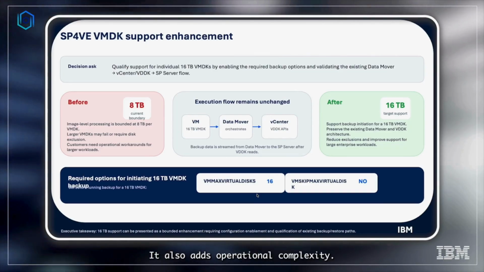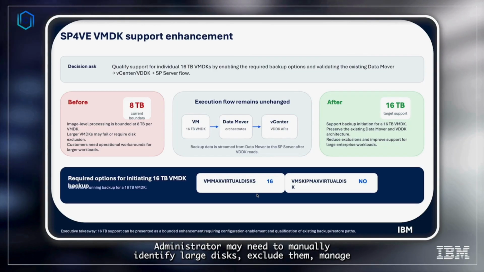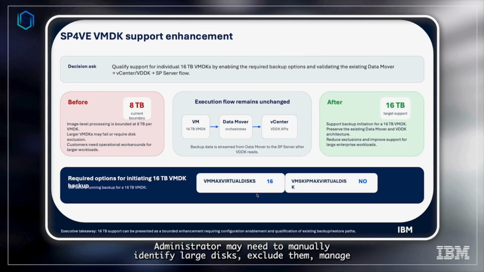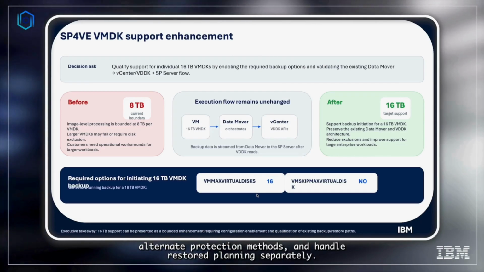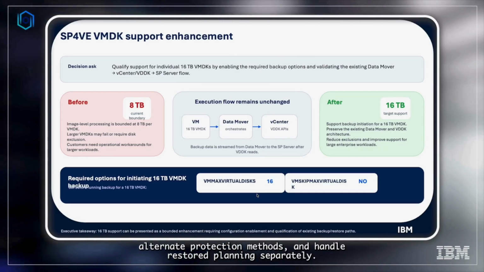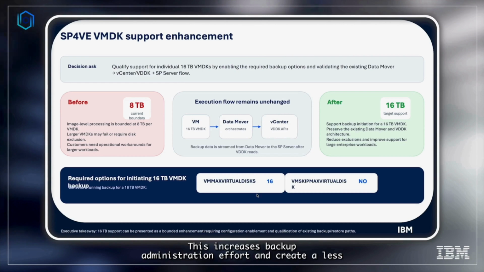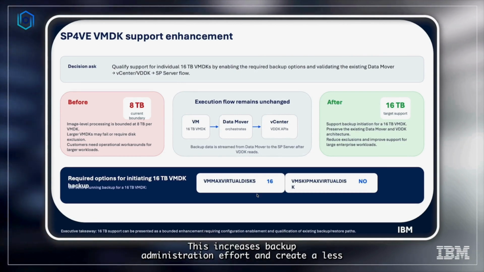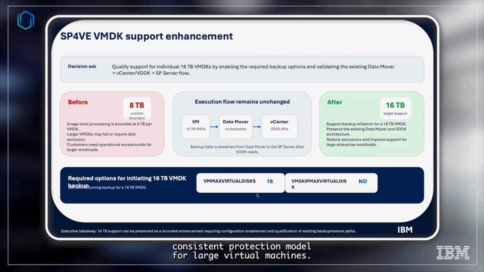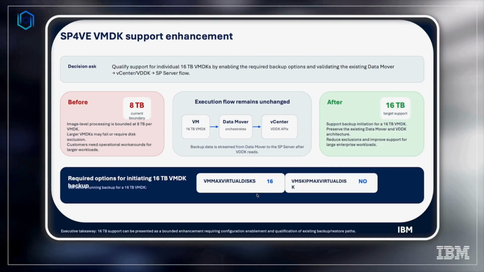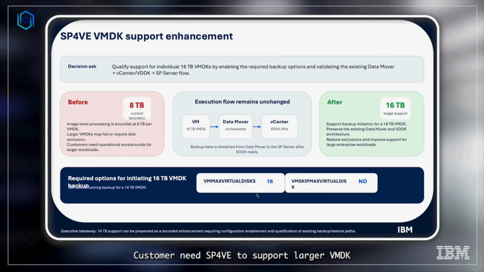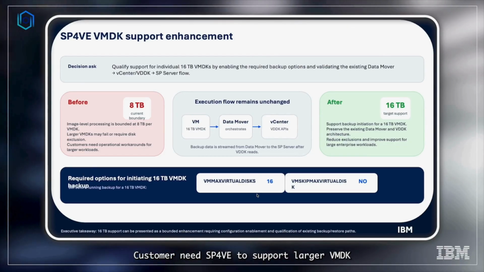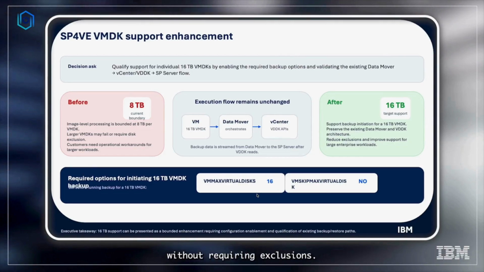It also adds operational complexity. Administrators may need to manually identify large disks, exclude them, manage alternate protection methods, and handle restore planning separately. This increases backup administration effort and creates a less consistent protection model for large virtual machines. So the problem we are solving is simple. Customers need SP4VE to support larger VMDKs without requiring exclusions.